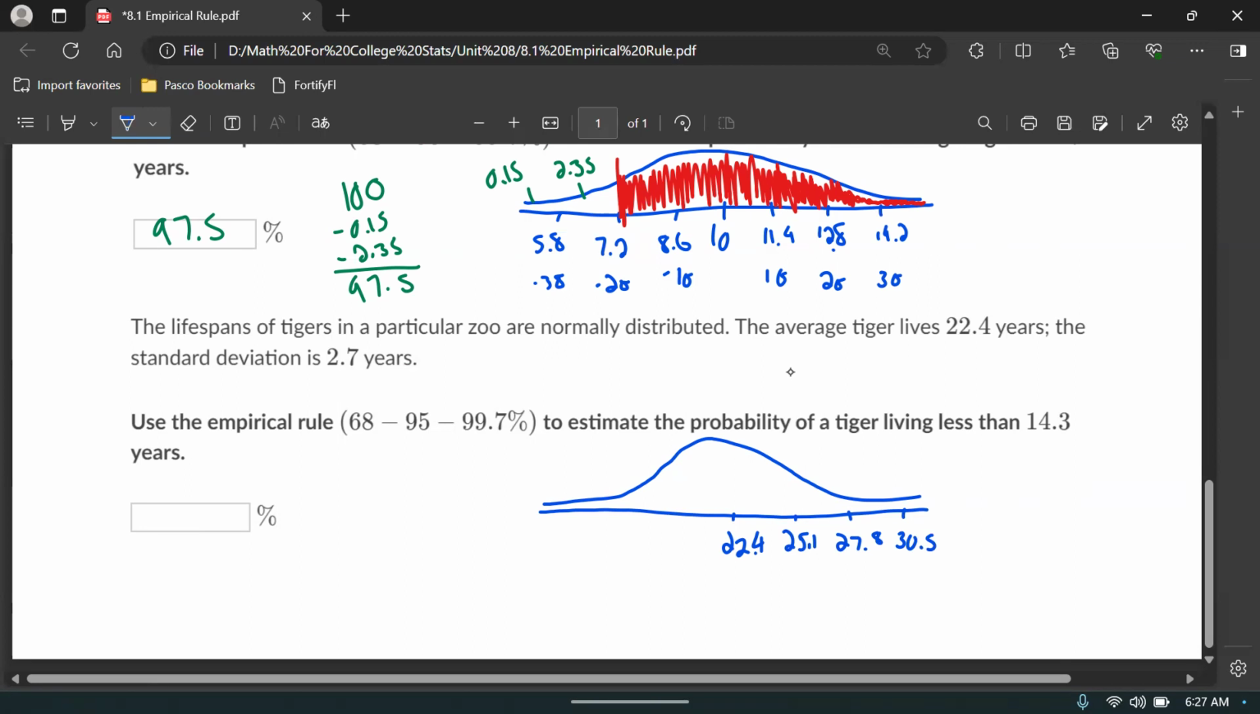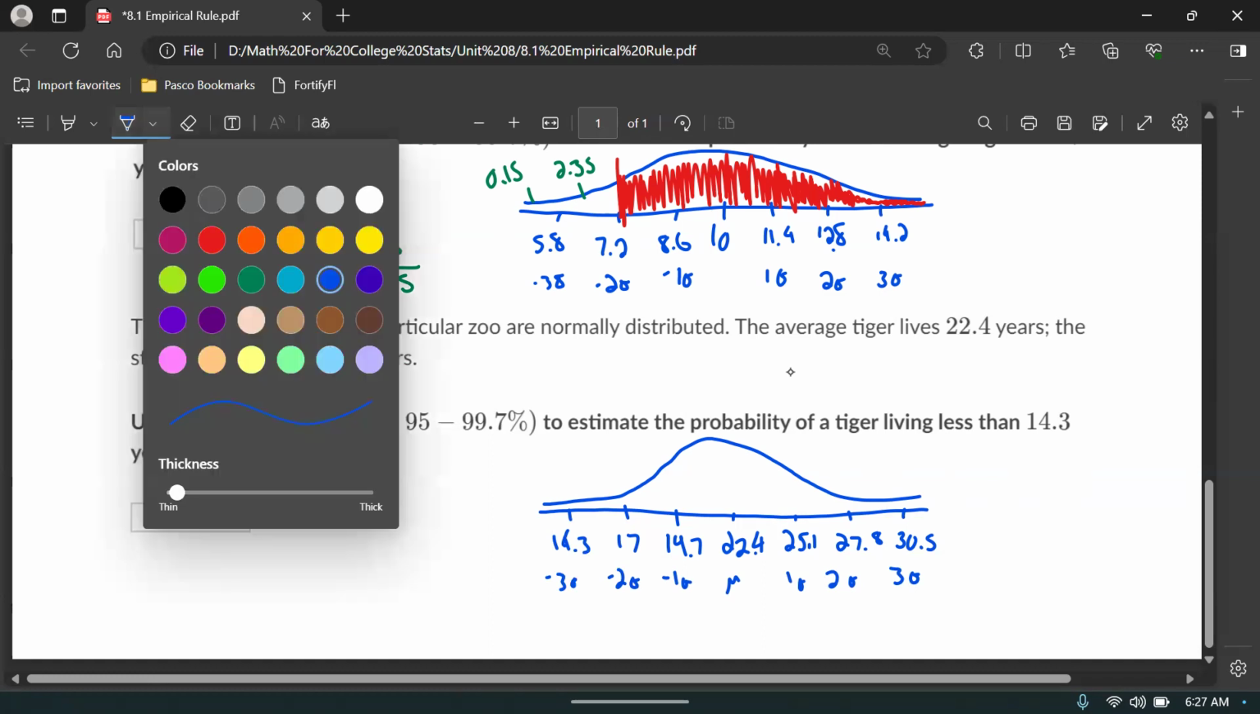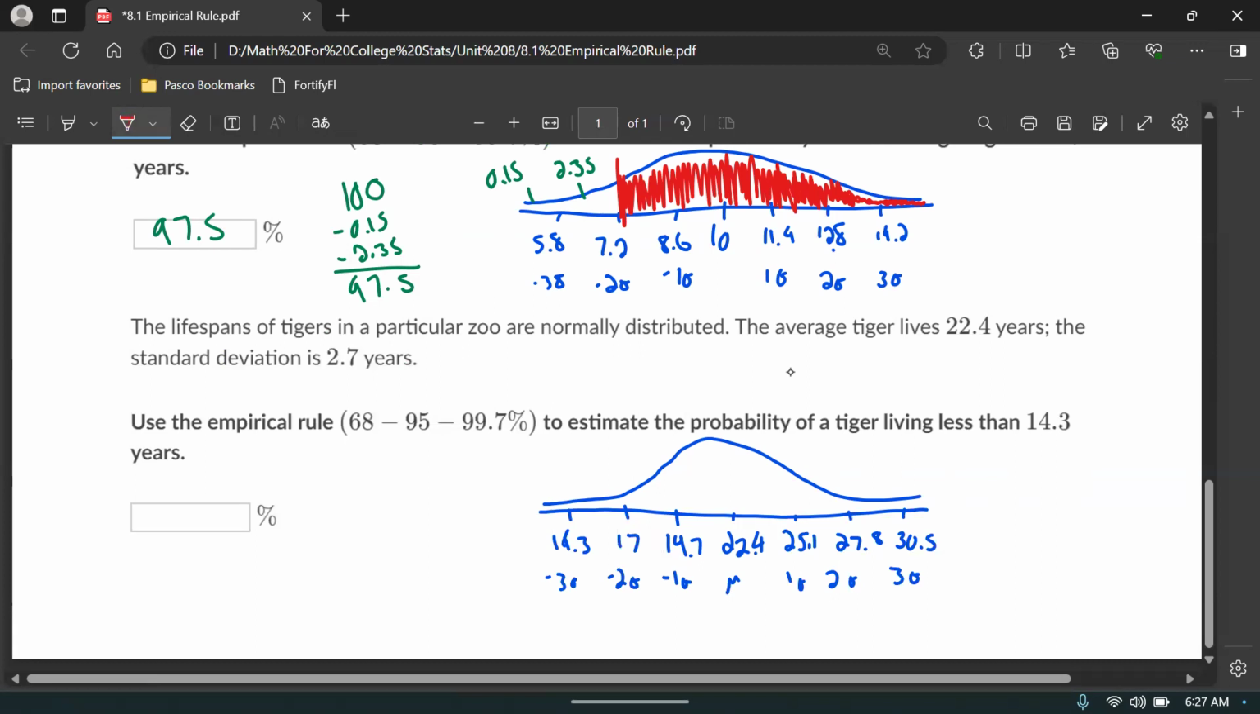Then let's subtract as well. So 22.4 minus 2.7, which is 19.7. Minus 2.7 again, we're at 17. And then minus 2.7 again, we're at 14.3. So again, that's the mean, 1 standard deviation, 2 standard deviations, 3 standard deviations, -1 standard deviations, -2 standard deviations, -3 standard deviations. So we're asked to find the probability of a tiger living less than 14.3.